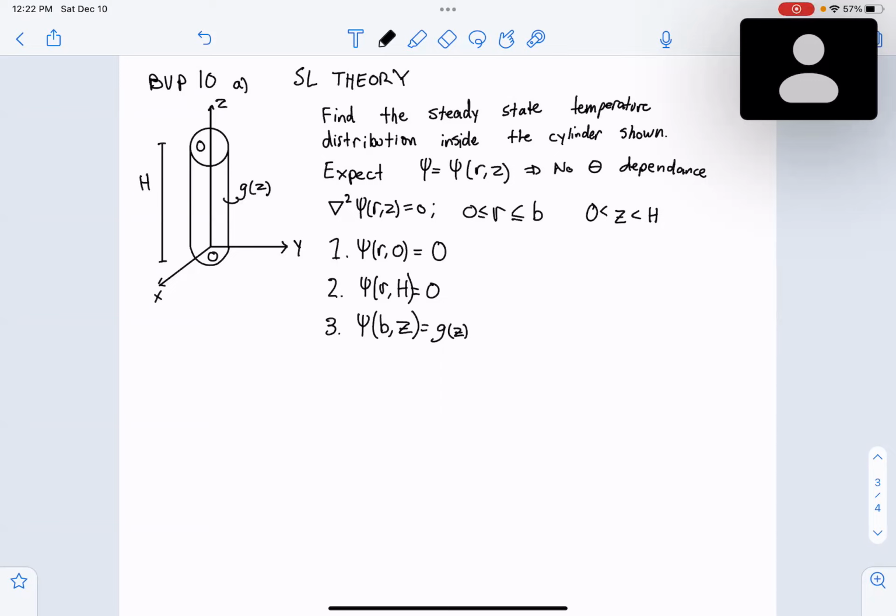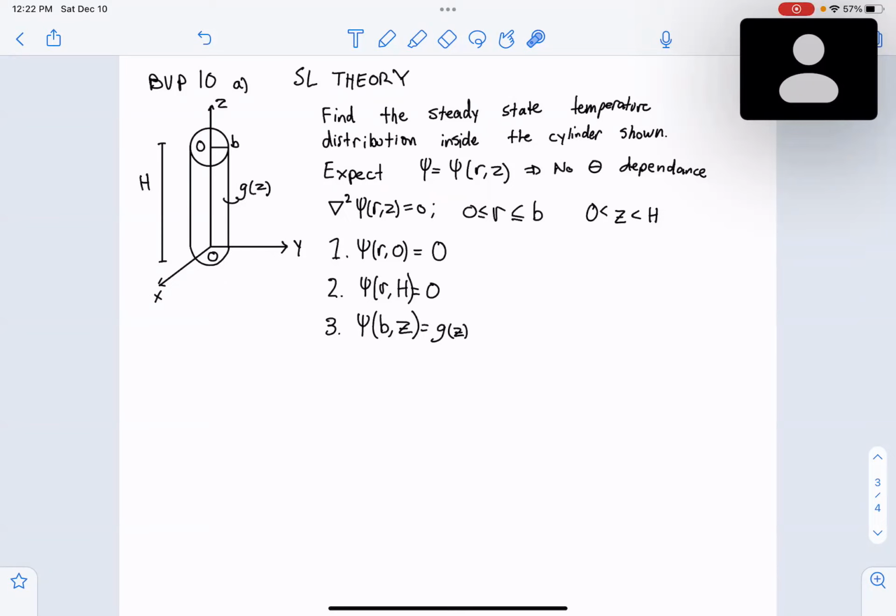So basically, we're looking at a cylinder of height h. It's held at 0 on both ends and some function g of z along the height h, and it has a radius b, I should mention as well. We're looking for the steady state temperature distribution inside the cylinder shown. Again, that's something we've been doing throughout the year in BVPs, so nothing new there. But expect a solution with no theta dependence.